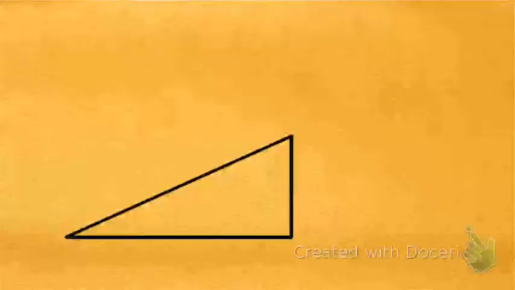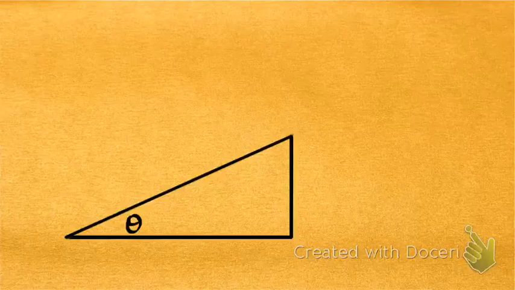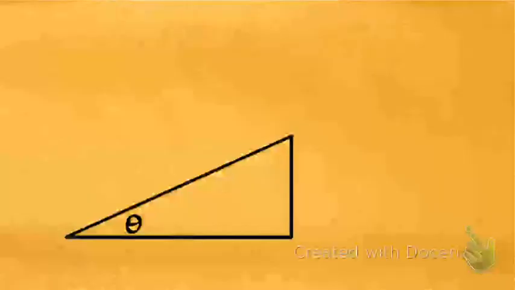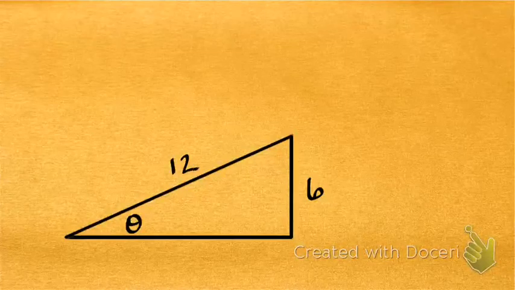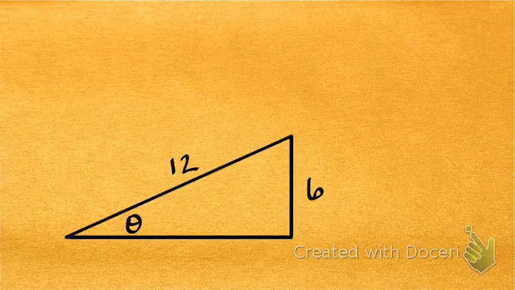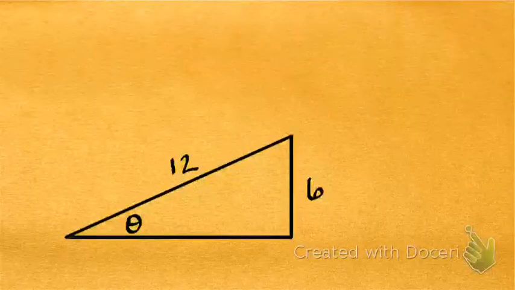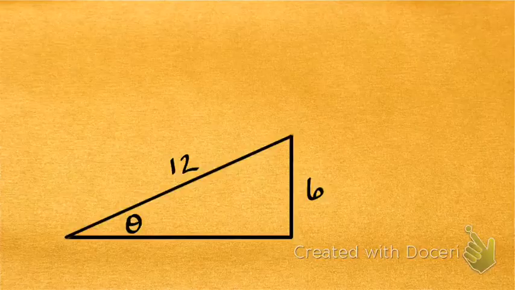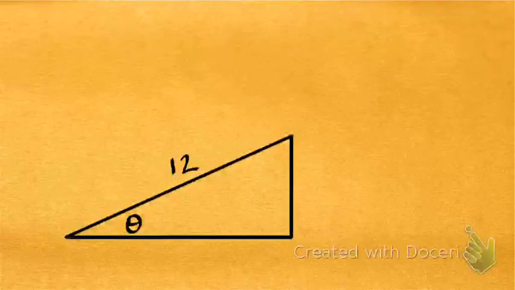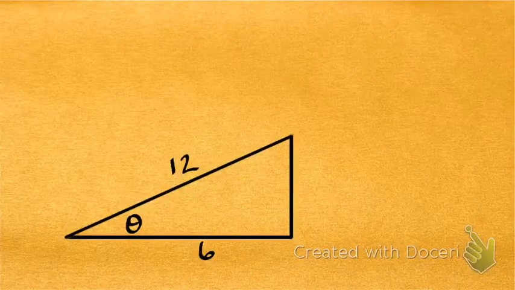Okay, let's take a look at another example of a right triangle. Let's say that we are looking for theta right here, and we have a 6 here and a 12 here. We want to know what is the angle measure of theta. Actually, we use a different function here, otherwise we would use sine again.